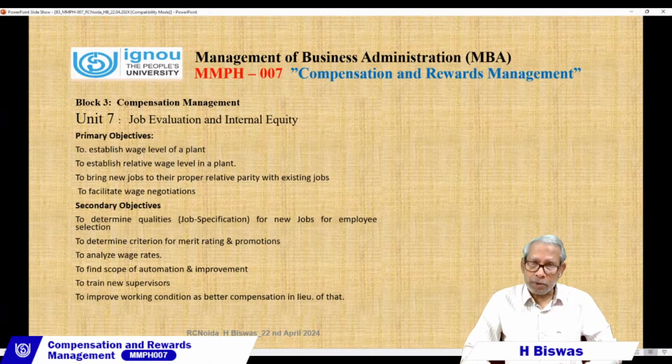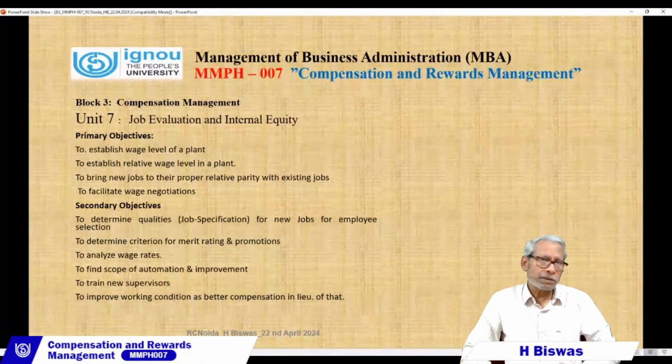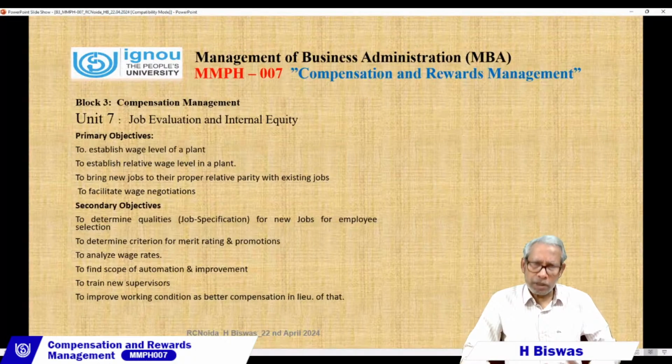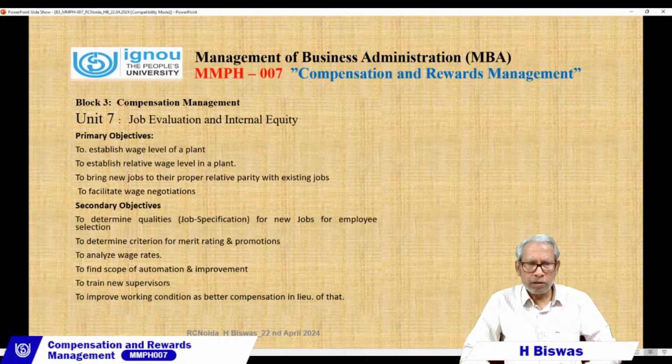Then train the new supervisors. When new supervisors are coming and joining, in terms of money, how much has to be allocated for training purposes?